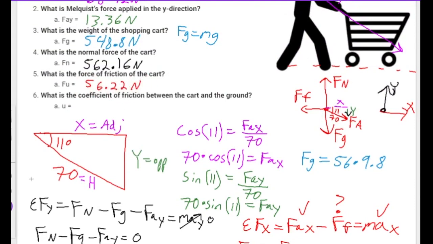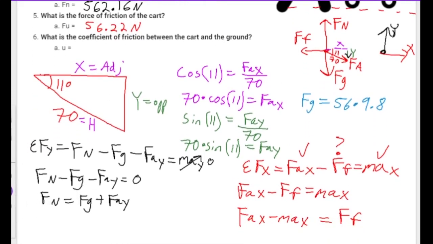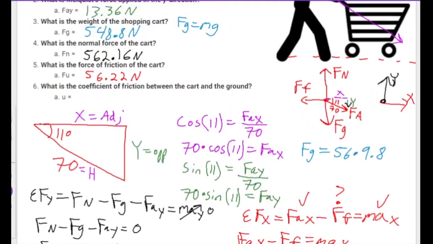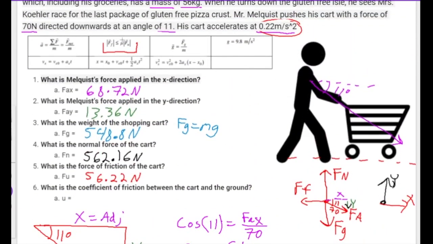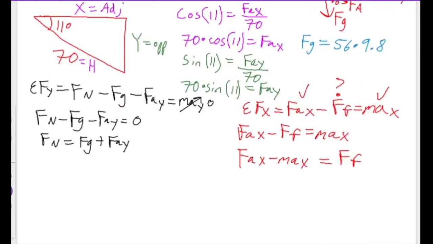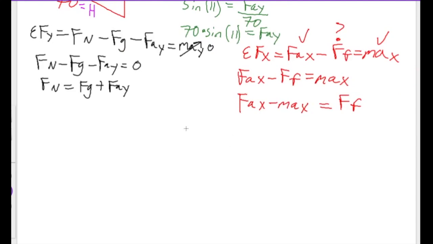Doing the math, we find out that force friction is equal to 56.22 newtons. Now that we know what force friction is, we can go ahead and solve for the coefficient of friction. So if we look up above, we can see our equation right here, and we have force friction is less than or equal to mu, which is the coefficient, times force normal. So go ahead and write that down here. Force friction is less than or equal to mu times force normal.